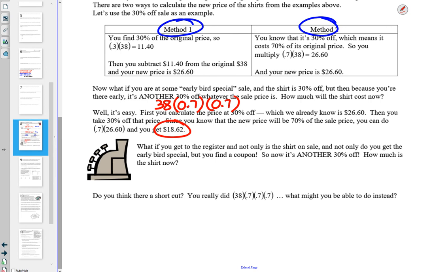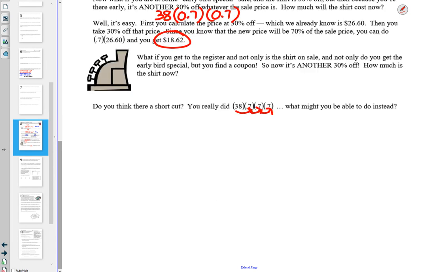What if you get to the register and now not only is the shirt on sale, and not only do you get the early bird special, but you find a coupon and you get another 30% off? Well, that's what this tells you. Every time you get 30% off, you multiply it by 0.7. What might you be able to do instead? This is what gets you going towards exponential functions. This is the same thing as saying 38, which was the original price.